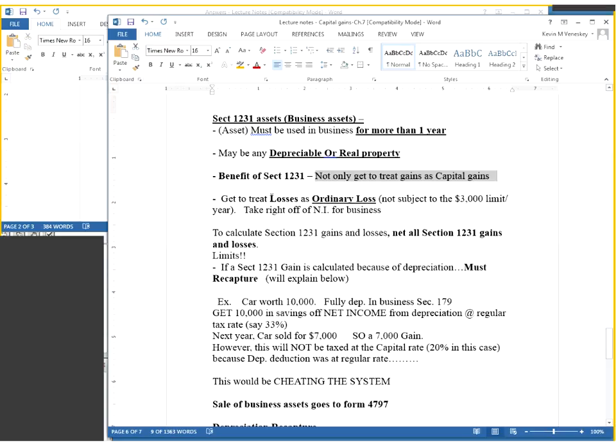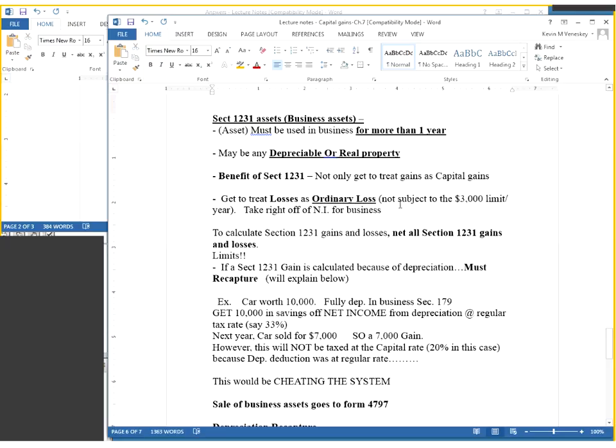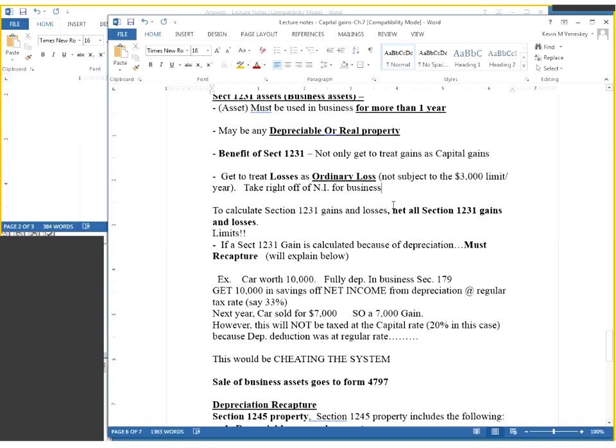Losses, you get to deduct any loss. If you sold something out of your business, you get to deduct that off of your business income and it's not subject to just $3,000. So if you had business income of $100,000, but you sold some equipment at a loss of $10,000, you could take all $10,000 off of your business income instead of just $3,000. That's the big difference between Section 1231 and capital assets.